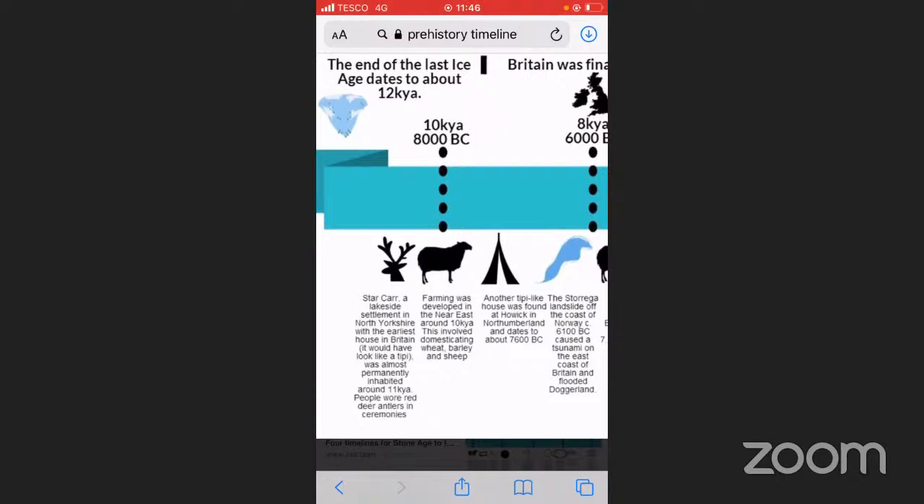So there's so much about this Paleolithic period that I really want to look at. But then we're going to move on. Whilst we're doing that, we're going to be thinking about some archaeological evidence on the continent and around the world. And this period of the Mesolithic, then we start to go into the Mesolithic proper. There we go, Star Carr.